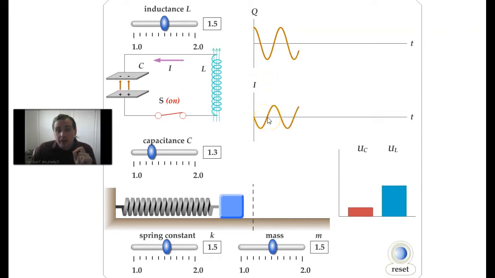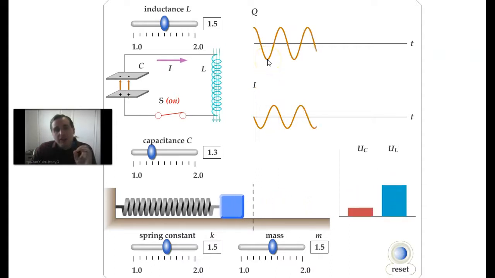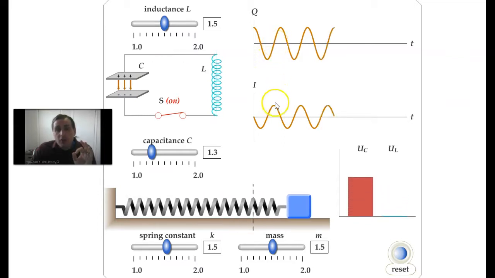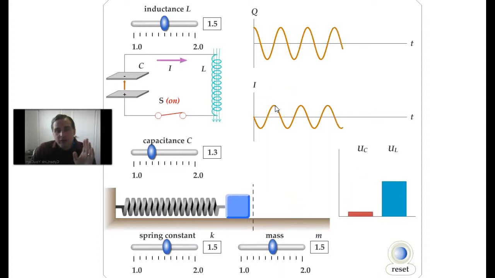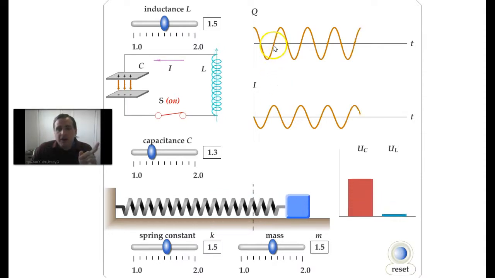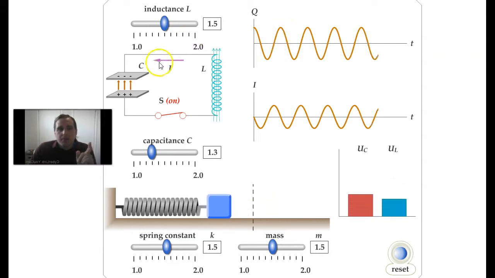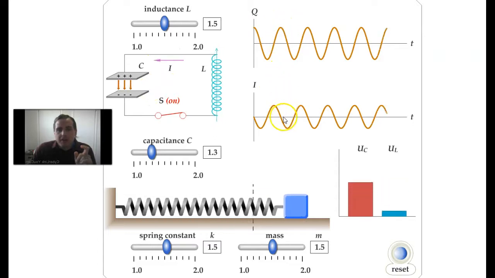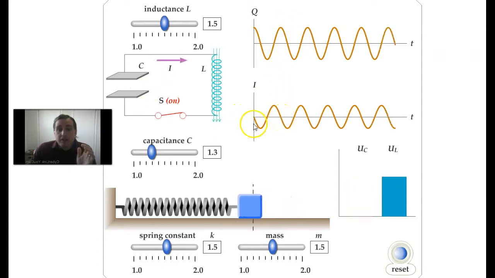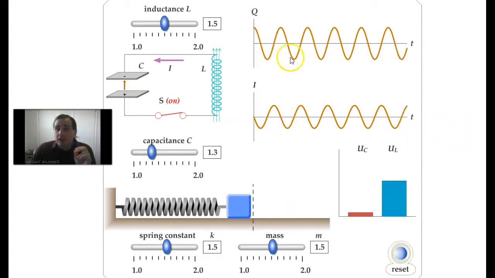Notice when the current goes back to 0, the capacitor is charged again, but with the opposite polarity. When the charge on the capacitor goes back to 0, the current is at its maximum value, but again in a different direction. And then finally, when the capacitor is fully charged again, the charge is at its maximum, but the current is back to 0. So notice that these are two sinusoidal waves which are out of phase. This to me looks like a cosine wave. This to me looks like a negative sine wave.